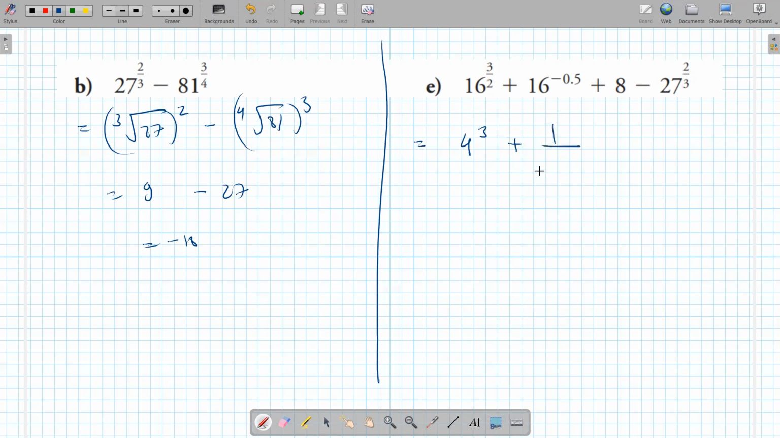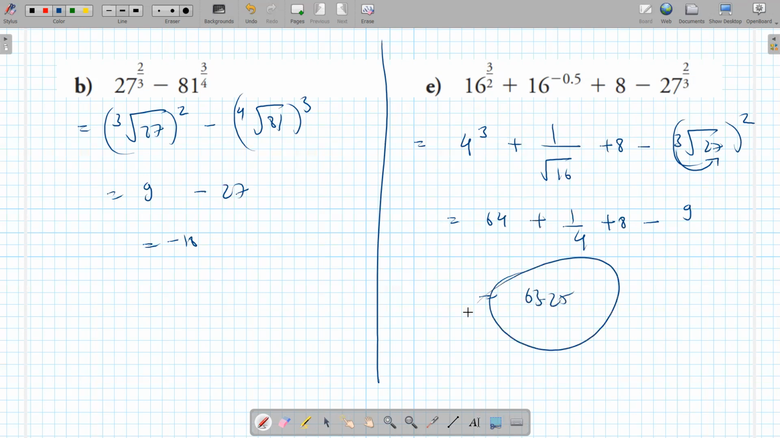This becomes 1 over the square root of 16. This becomes an 8. This becomes the cube root of 27 squared, right? 64 plus 1 over 4 plus 8 minus the cube root of 27 is 3. 3 squared is 9. And then I don't want to deal with that fraction. Plus 8 minus 9, the final answer is 63.25. And you are done.